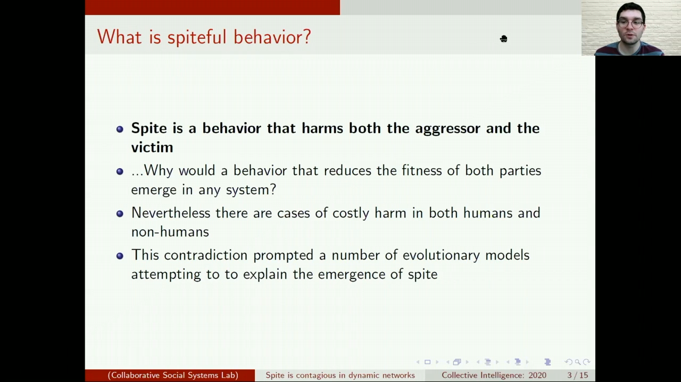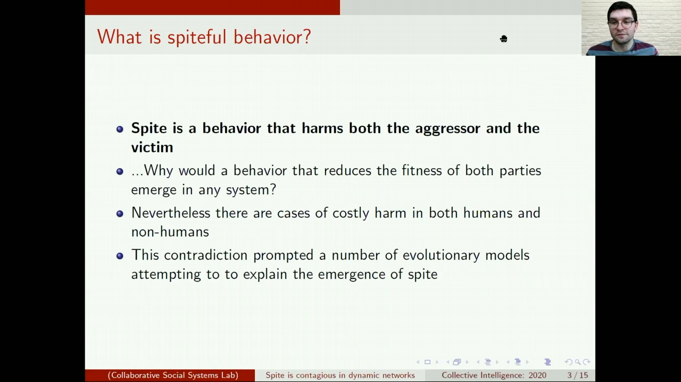parties. And so a natural question would be, why would a behavior that reduces the fitness of both parties ever emerge in a system? That doesn't seem to jive with our thinking of how selection should occur. But despite this, we see cases of this costly harm in both humans and non-humans. A good example for humans is that in laboratory experiments with young children, if they are offered a very unequal payoff where they get only a little bit and someone else gets a lot, or the option to have neither party get any payoff, young children will choose to have neither party get any payoff. So this is something that's ingrained in us at a very young age.